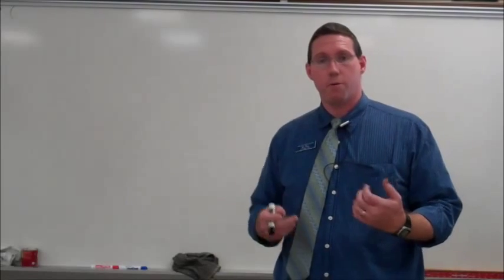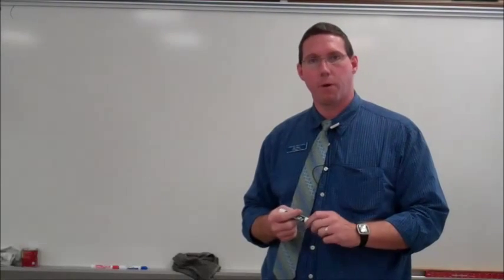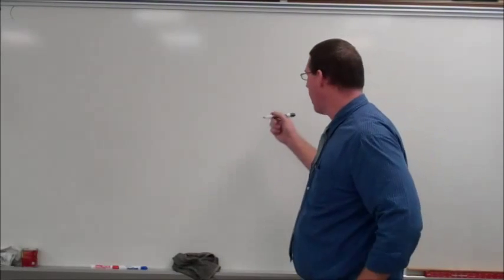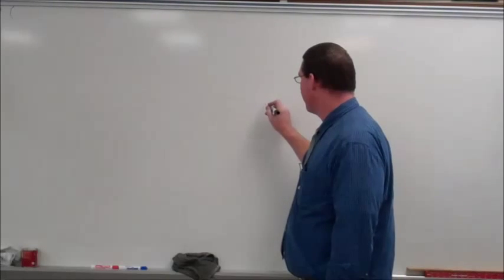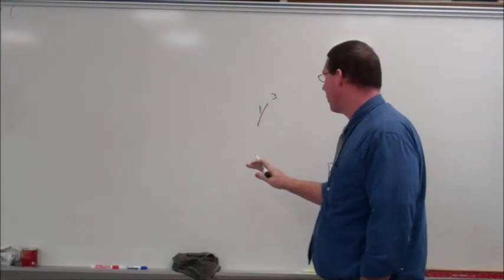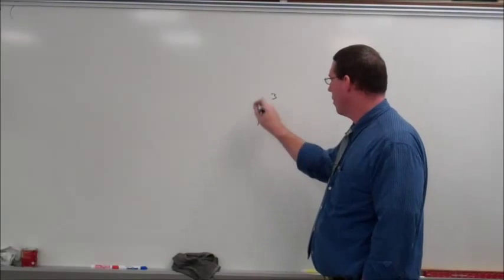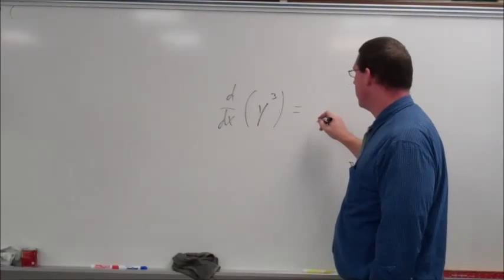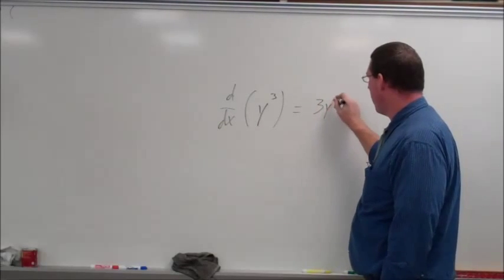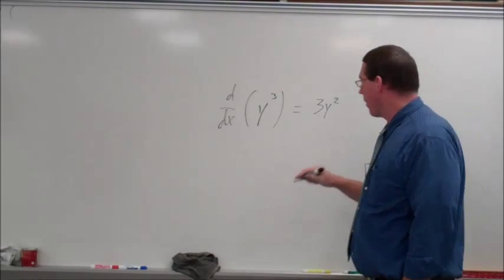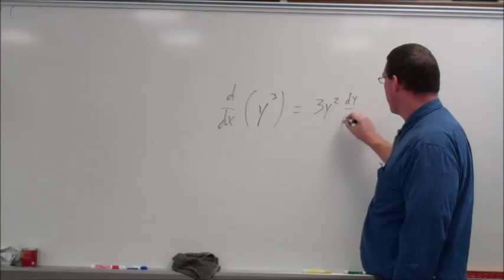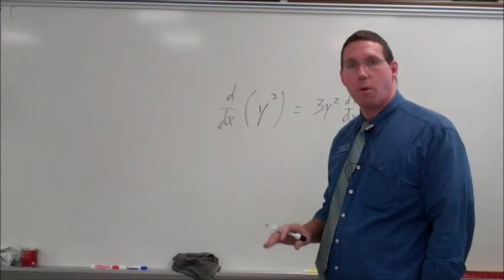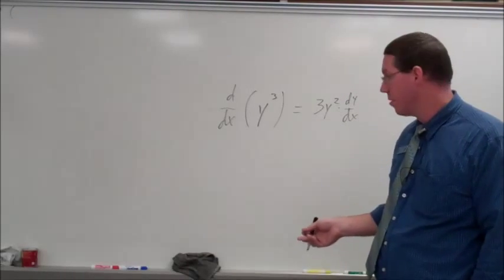So the reason I made this video is because I thought maybe some people might want to understand why, in implicit differentiation, when we do the derivative of something like y to the third power with respect to x, d/dx, why does it wind up being 3y squared, and then why is there the dy/dx part kind of tacked on there? I want to go through why that happens.